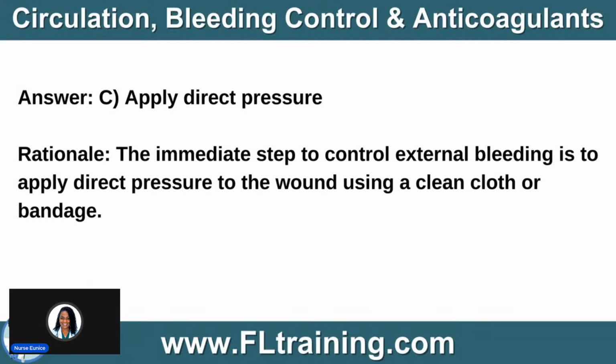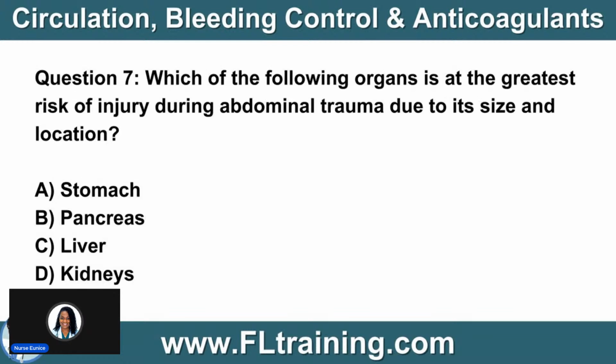The immediate step to control external bleeding is to apply direct pressure to the wound using a clean cloth or bandage. Question 7. Which of the following organs is at greatest risk of injury during abdominal trauma due to its size and location? Is it the stomach, pancreas, liver, or kidneys?